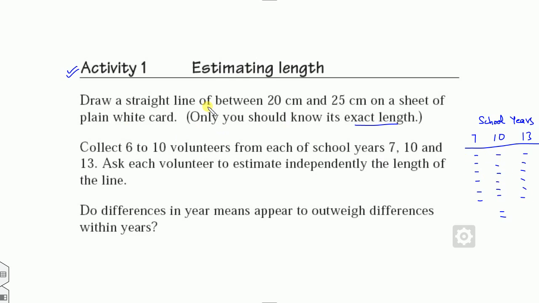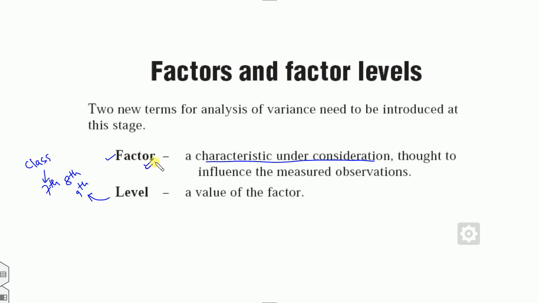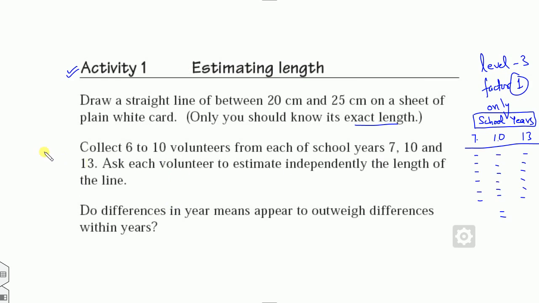So the first problem is: how many factors and how many levels are there? Since it is talking about school years only, the factor is only one. How many levels are there? Levels means the number of school years, which are 7, 10 and 13. So the levels are 3. With respect to the previous definition, the factor is only one, while the levels are 7, 10 and 13.